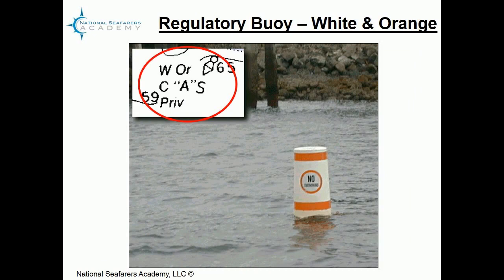Information and regulatory marks have the following characteristics on a nautical chart. The color of the buoy is given in the label, WOR, which stands for white and orange banded. C signifies a can shape, and A is the name of the aid.